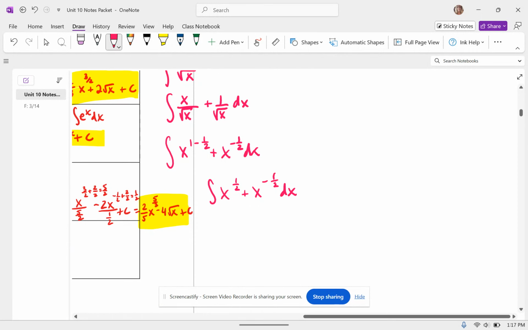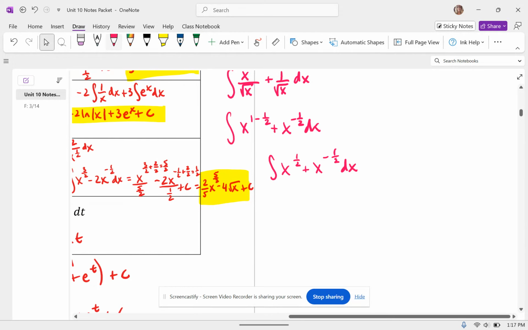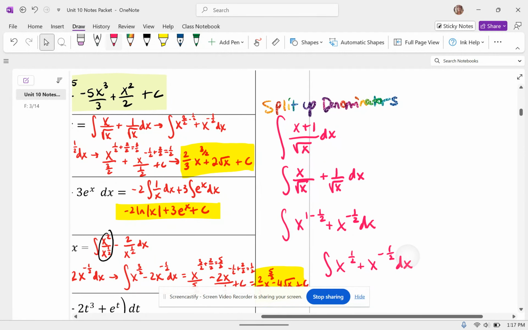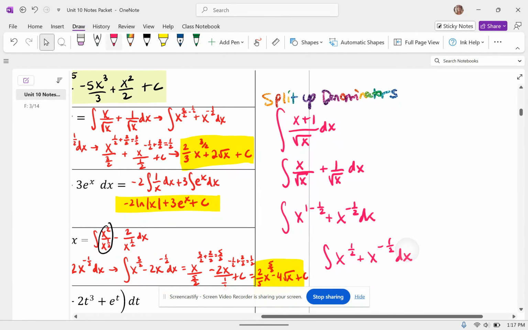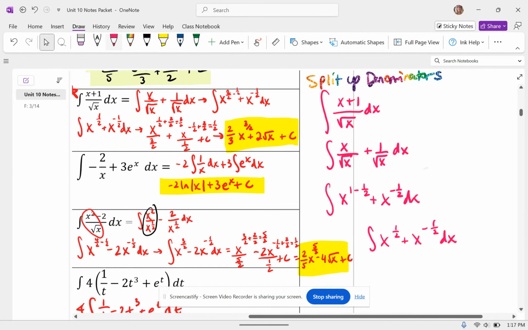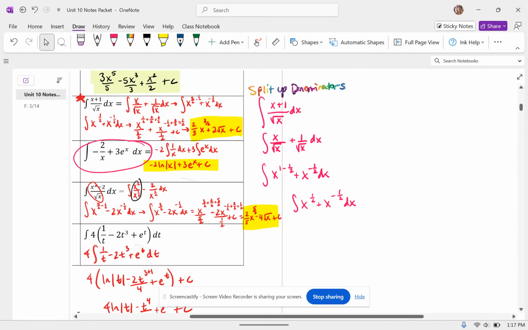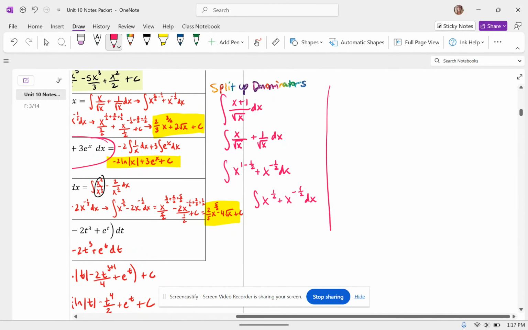Right here, because it was in the denominator. And then you could just use the reverse power rule to go forward from here. So splitting up denominators is available to you. What about in the ln one? This guy, let's look at him over here isolated.